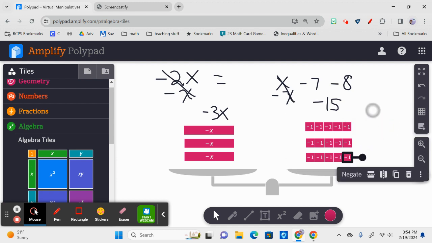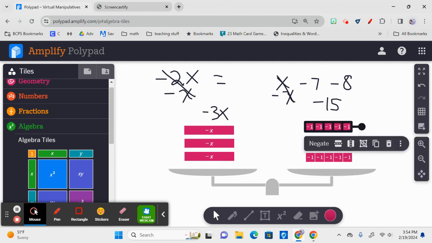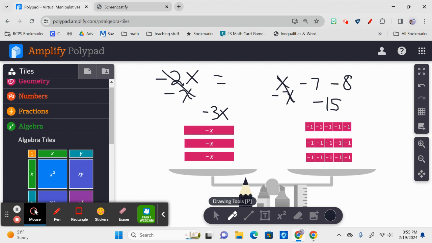And I can see that in each group I've got 5. So negative x is equal to negative 5. That should make sense to us because 15 divided by 3 is 5. But I don't want to know what negative x is equal to. I want to know what positive x is equal to. We know that in the algebra world, a negative divided by a negative is, of course, a positive.